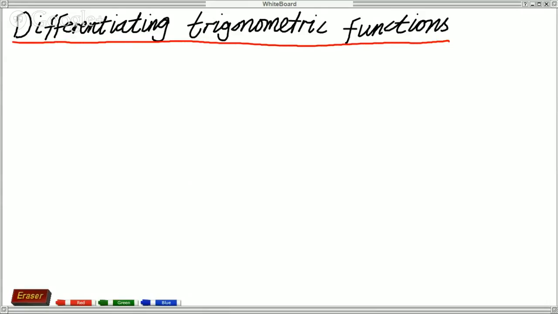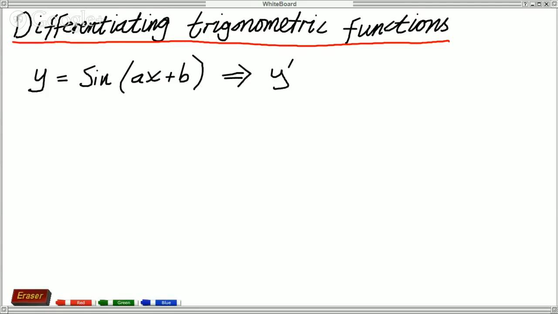Let's say we have y equals sine of some linear function ax plus b, and it can extend beyond linear functions, but this is primarily the focus of this course, linear functions in trigonometry. And if we differentiated this, we would end up with y dash equal to, sine will turn into cos. You'll get a cos ax plus b.